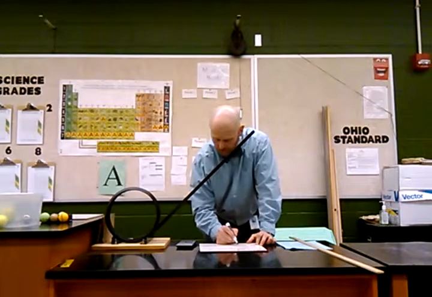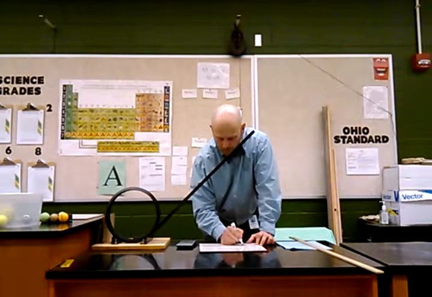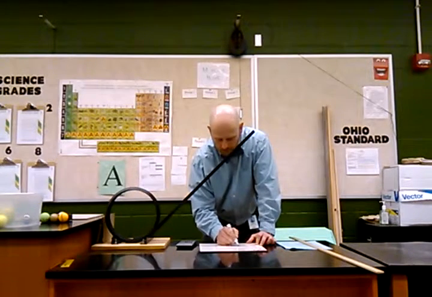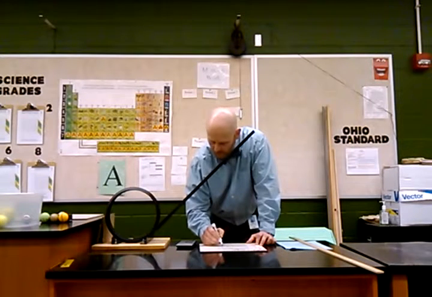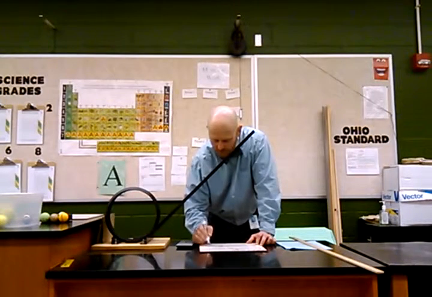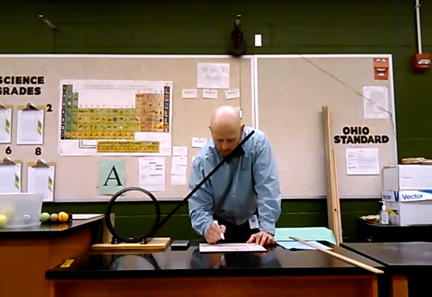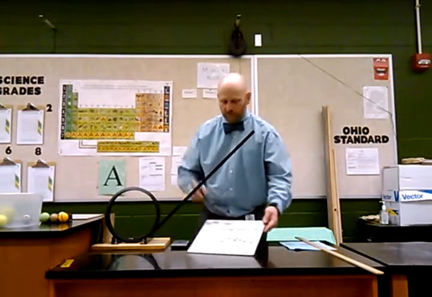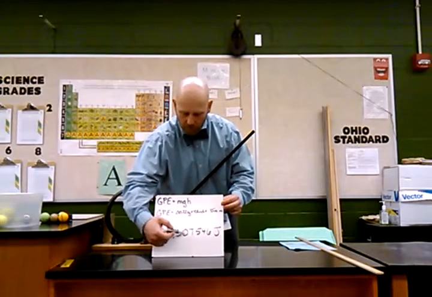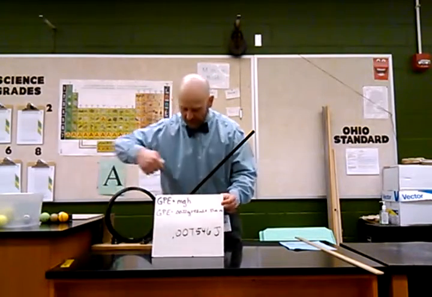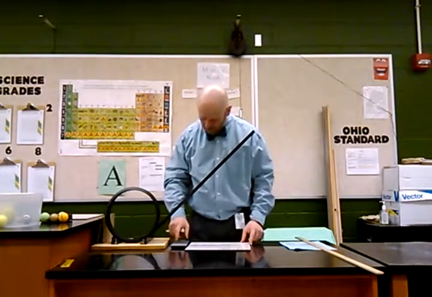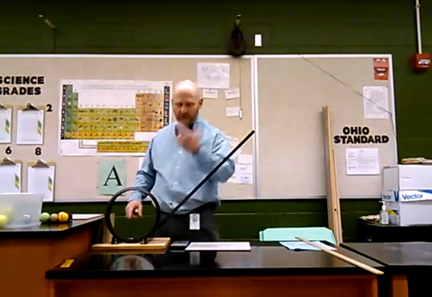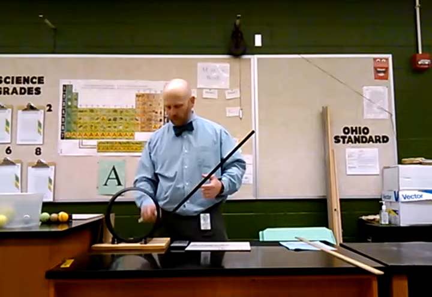And I come up with 0.0077 joules. So here we go. I've got 0.07546 joules. I did that on my calculator. So as you can see, that wasn't enough energy to complete the loops in this circle.